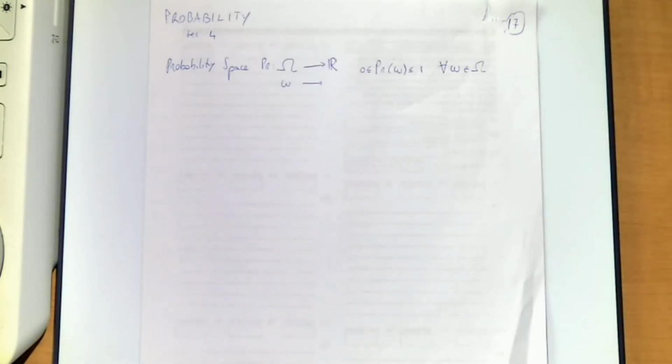So a probability of 1 means that this is a certain event that happens with probability 1. You would think 100%. And probability of 0 is the impossible event that never happens. So it happens with probability 0.